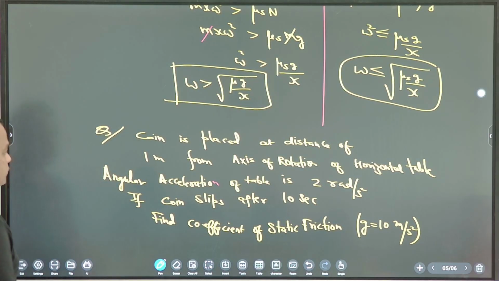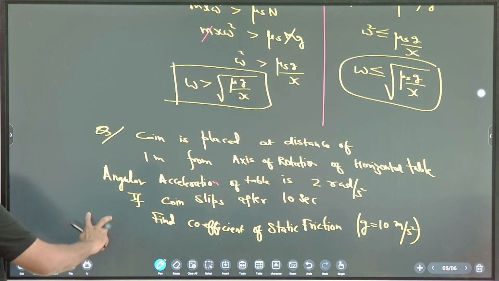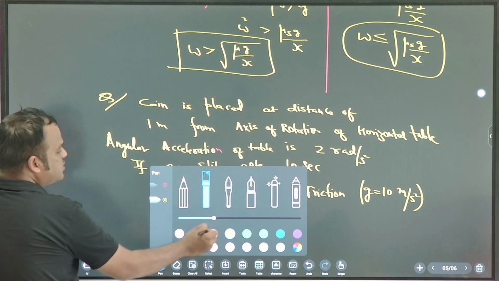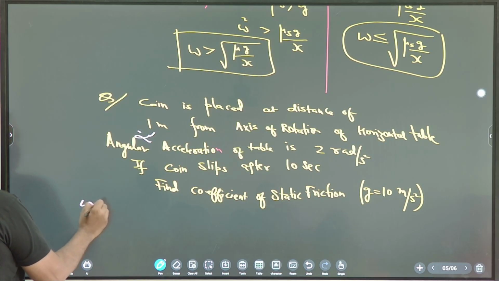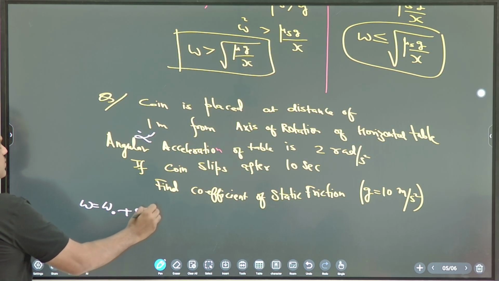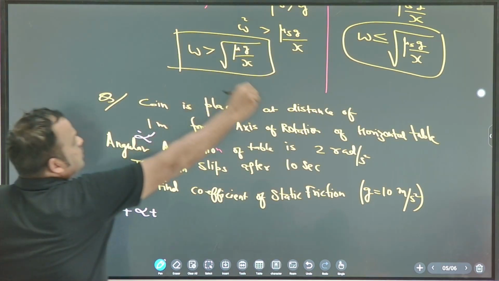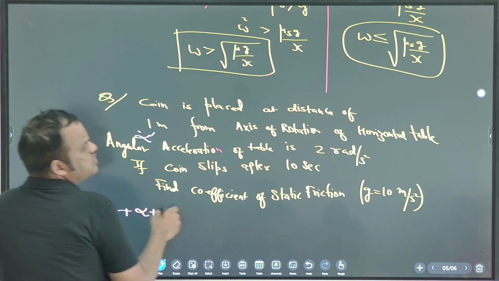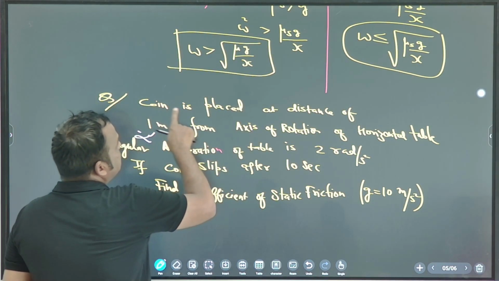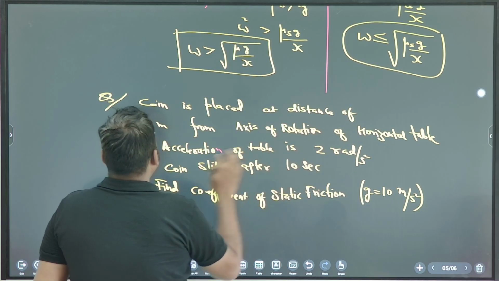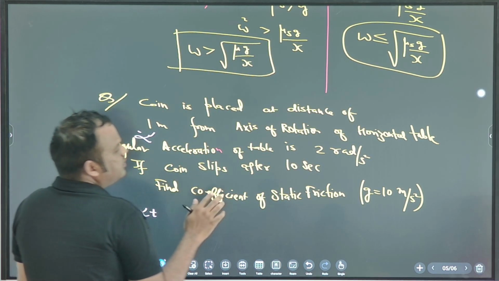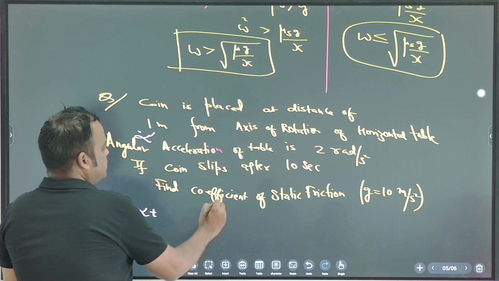Okay, note down. Small g value is 10. Now angular acceleration is constant. So alpha means angular acceleration. So you can use omega is equal to omega naught plus alpha t. Initial omega you can assume 0, initially when the coin is placed at a distance of 1 meter from the axis of rotation. So what is the initial speed? You can take 0.